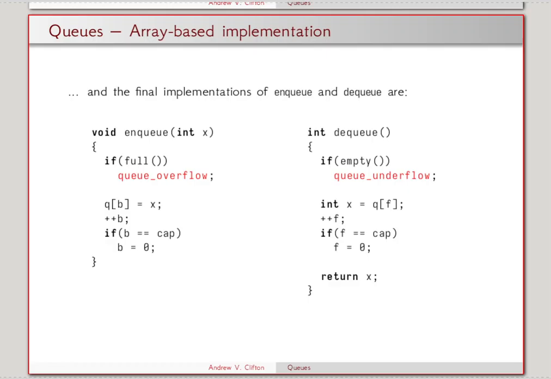So our final implementation looks like this. This part stays the same, but we added this new bit here, which is if we've gone past the end of the array, wrap back around to 0. Same thing here: this part stays the same, incrementing F, but then we check to see if F goes beyond the end, and if it does, we wrap it back around to 0.